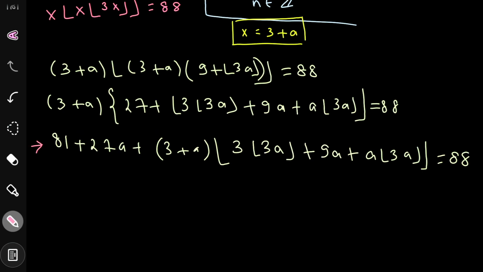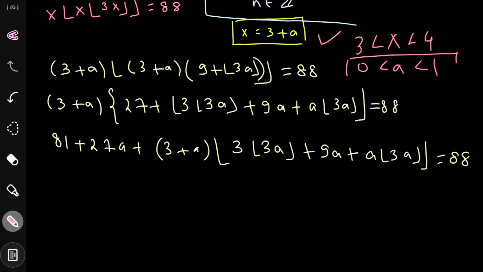Now in this equation we can see that 81 plus 27 times a plus the rest of this thing is equal to 88. Now recall the substitution that we have done, that is x equals 3 plus a. And also in the beginning we have got that x is greater than 3 and smaller than 4. So if x is lying in this range and we have taken x equals 3 plus a, this means a is going to be greater than 0 and smaller than 1. For this range of a, this value of x will be satisfied using this substitution.